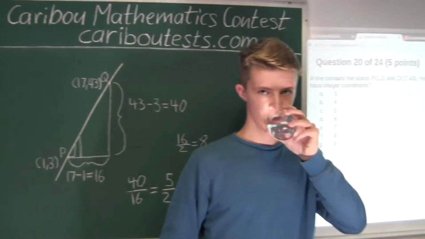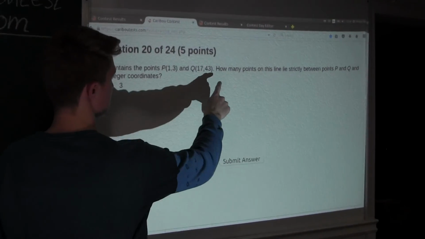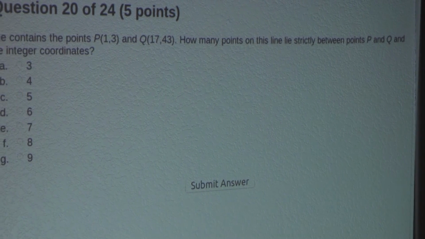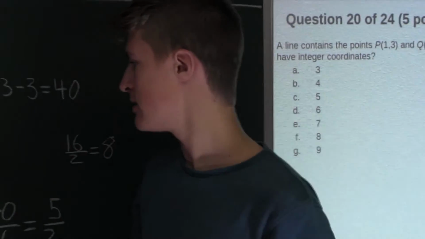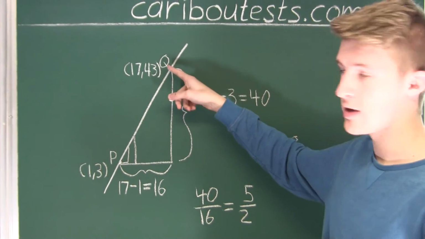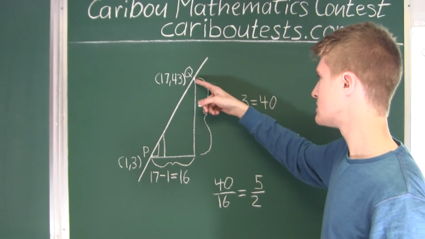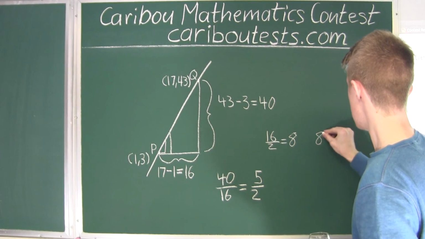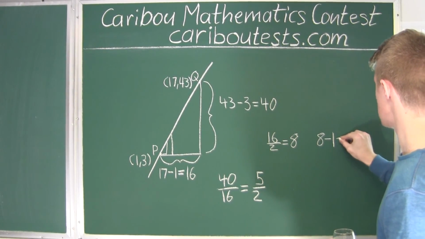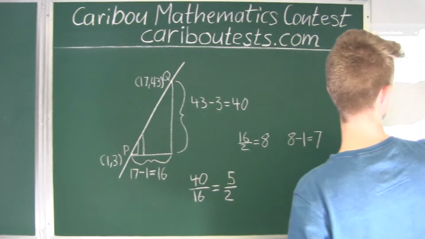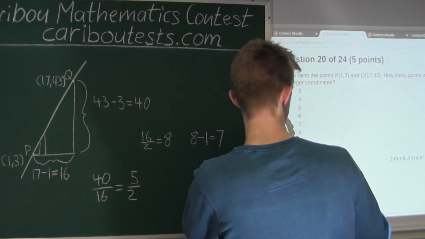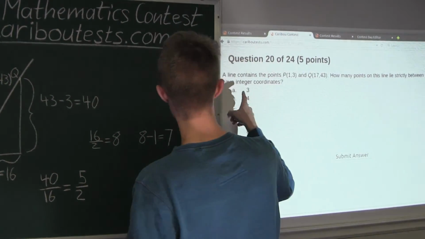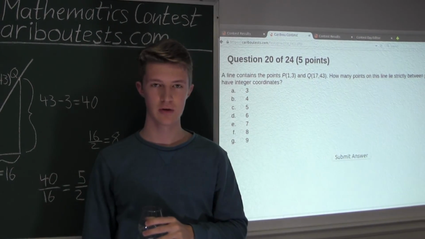But the question asks how many points on this line lie strictly between the points P and Q. So it wants the points between P and Q, but here we included the point Q. So instead of 8 points, we have 8 minus 1, which is equal to 7. Therefore, there are 7 points on the line that lie strictly between the points P and Q and also have integer coordinates.